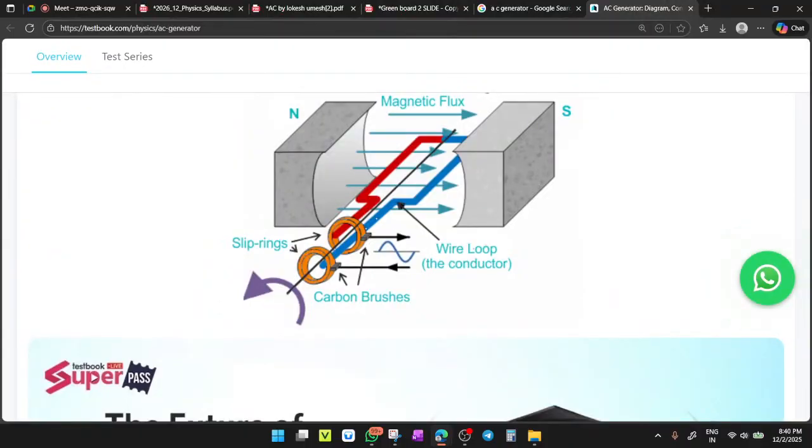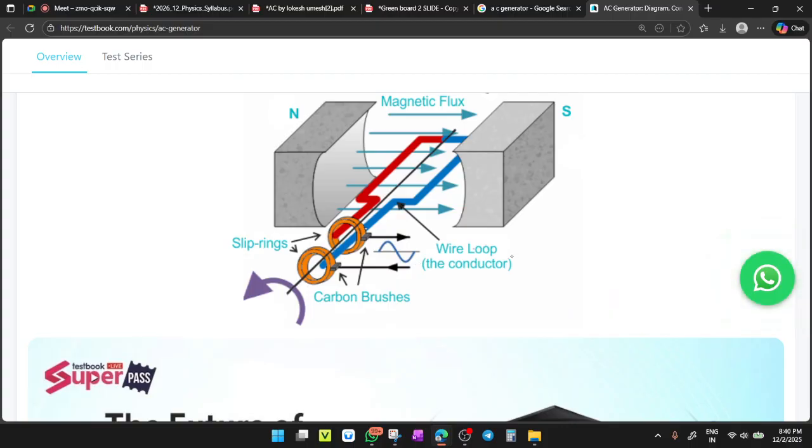This is your pole magnet, with north and south pole pieces. Magnetic flux will be emitted from this pole magnet. This is one slip ring that is connected to this red terminal. The blue terminal will not touch this ring at all, and it will connect to the other slip ring. A carbon brush is there to convey the electric current to the outside circuit.